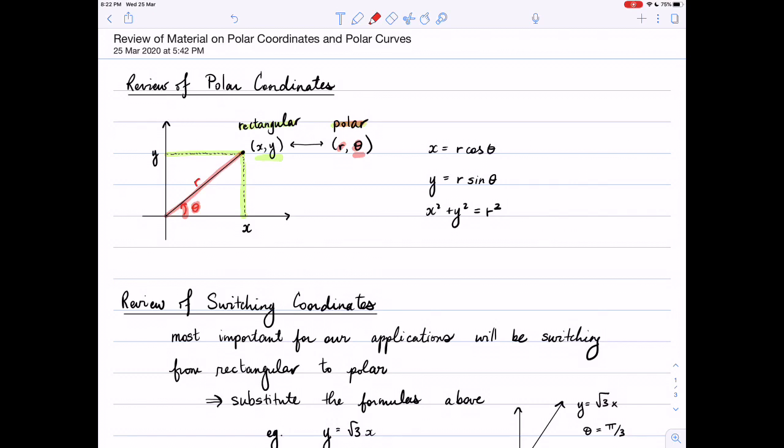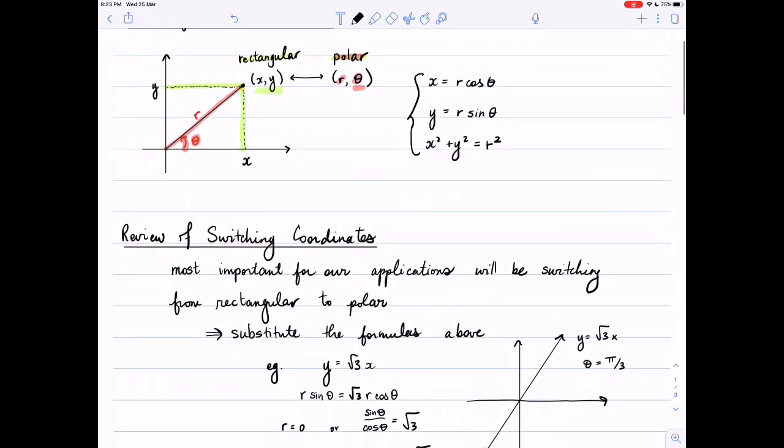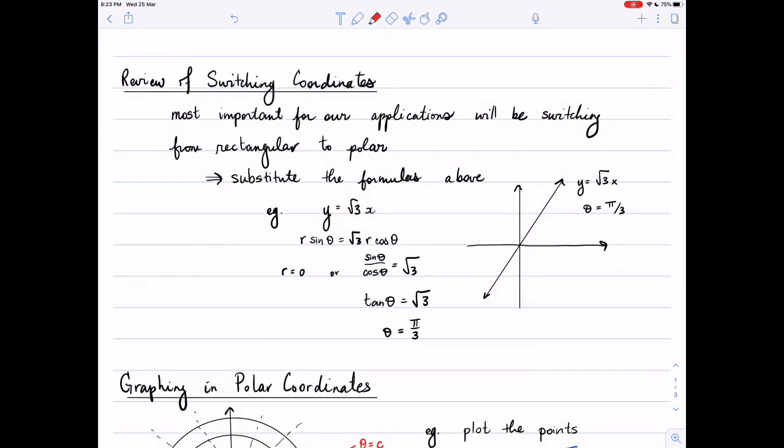So just like in your trigonometry from high school. And so the way that x and y correspond to r and theta is through this set of trigonometric and Pythagorean identities. So these formulas help us go back and forth from rectangular to polar and vice versa. So we had also talked about switching coordinates, but for us now going forward, the most important is going to be switching really from rectangular to polar.